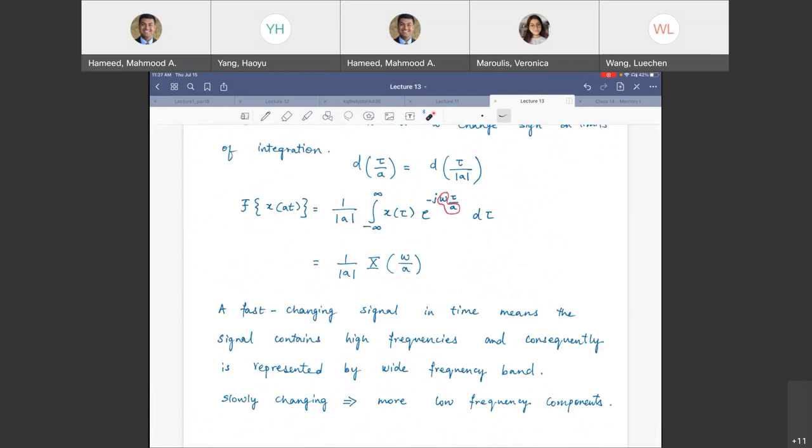And a related remark: a fast changing signal in time means that the signal contains higher frequencies, and consequently it will be represented by a wide frequency band. On the other side, if the signal is slowly changing in time, then you have more low frequency components. So if you are squeezing in time, then you're expanding in frequency and vice versa.